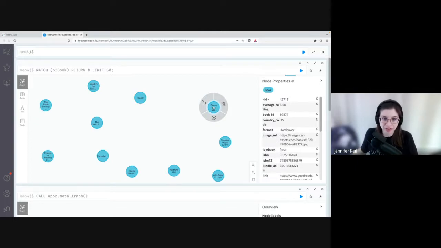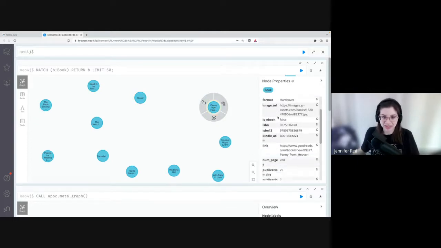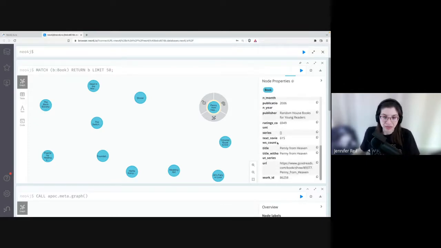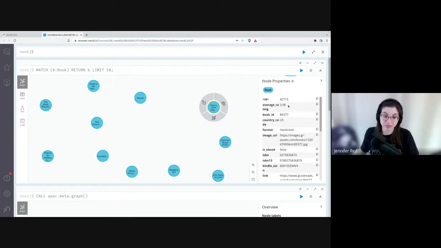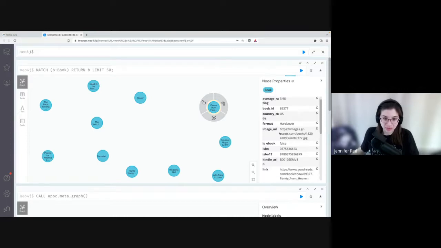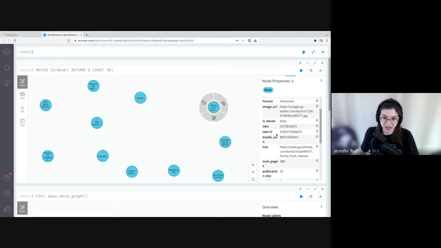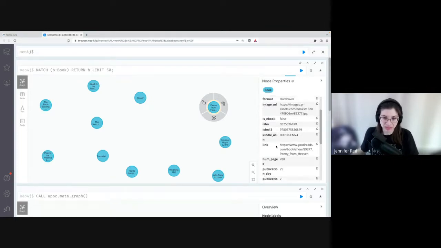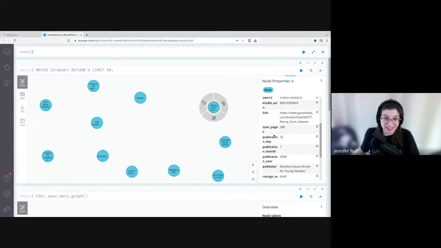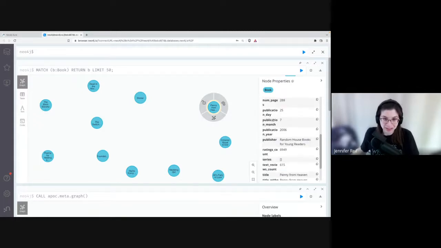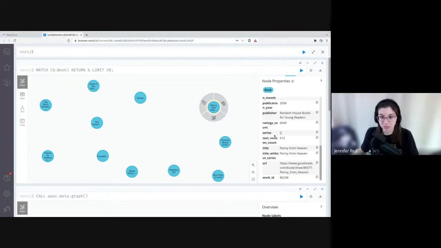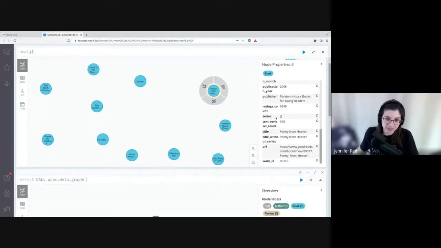I can click on each one if I want to. And then I can look at all the details, all the properties, the key value pairs that we have stored on that node. So for instance, this one is actually rated pretty well. It's a 3.98 rating. There's the book ID, the country code is US. It's a hardcover format. There's an image. It's not an ebook. There's the ISBN and the ISBN 13 for the global categorization. There's a Kindle number. There's a link, the number of pages in it, the publication details, and then some ratings information, if it's part of a series, etc. So we get quite a bit of detail that we've loaded in.